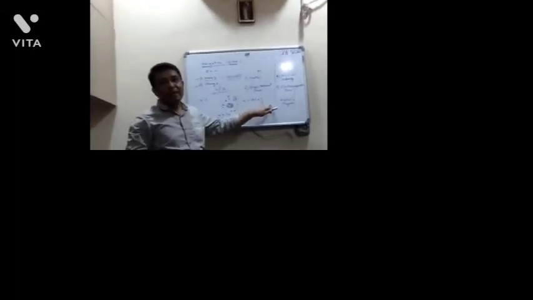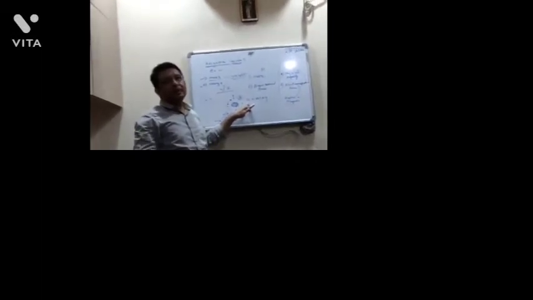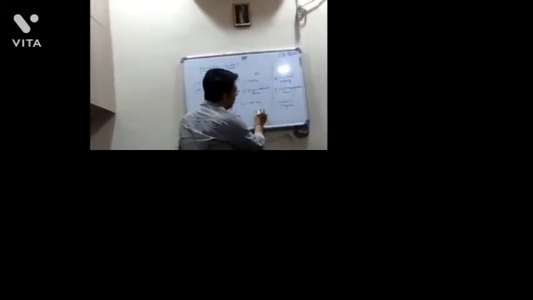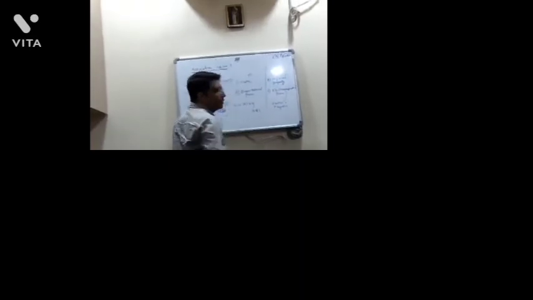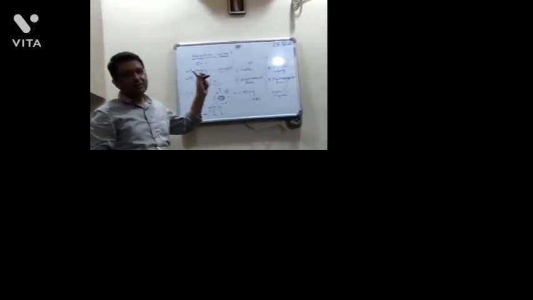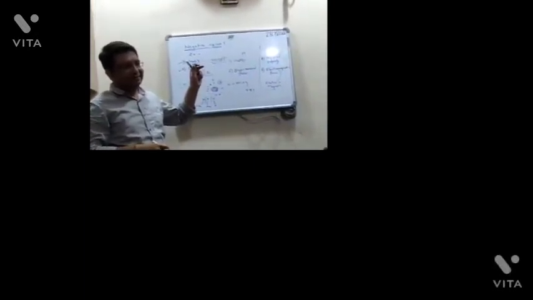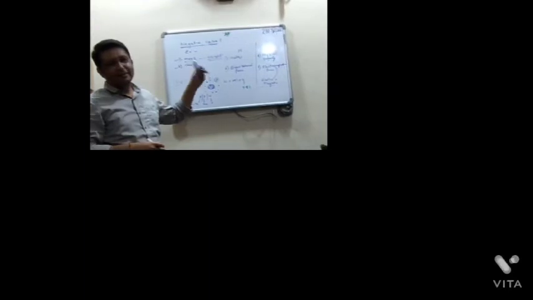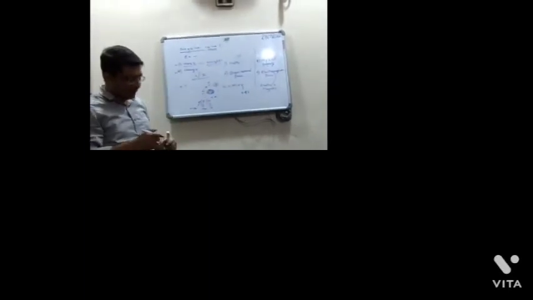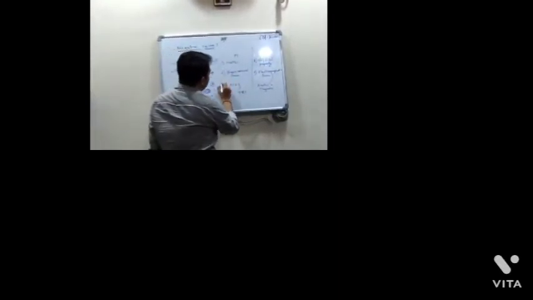So, when you multiply g with the mass, then it becomes weight. On Earth, it is 9.81 meter per second square. Okay.